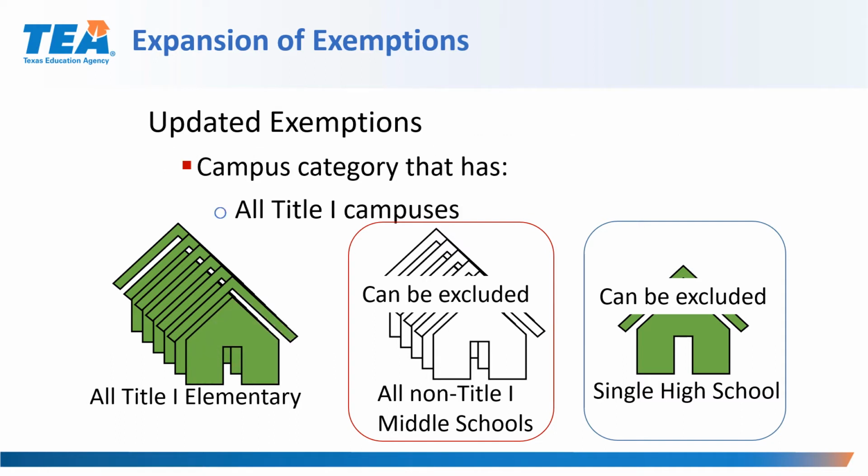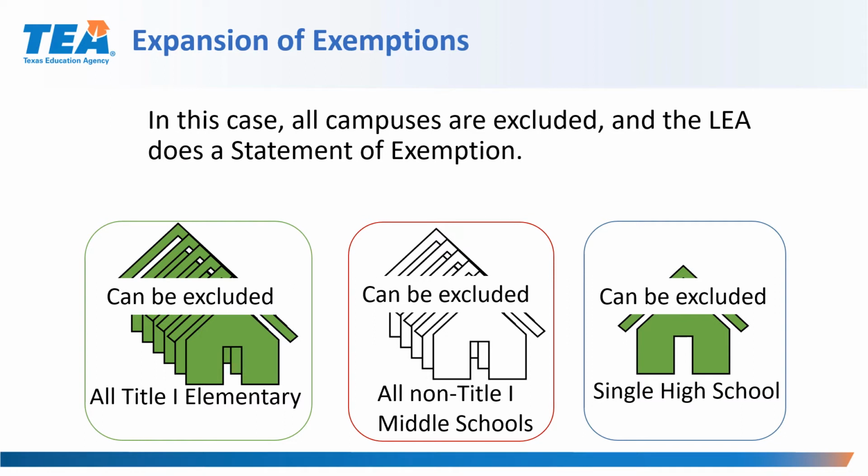In the event that all of the elementary schools were Title I, the elementary schools could also be excluded. In this example, each campus category is excluded, which would then, by definition, qualify the LEA to have a statement of exemption instead of an SNS methodology for its campuses.